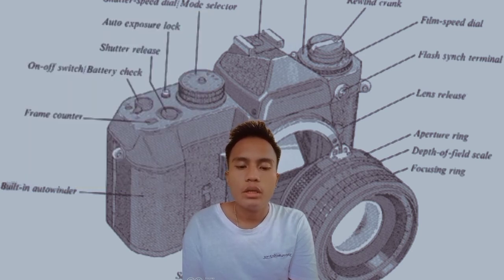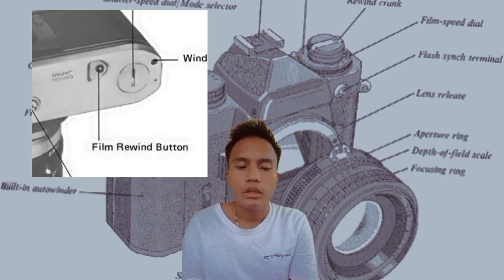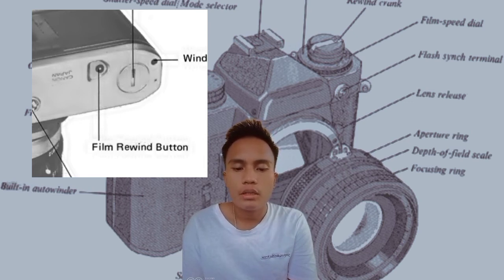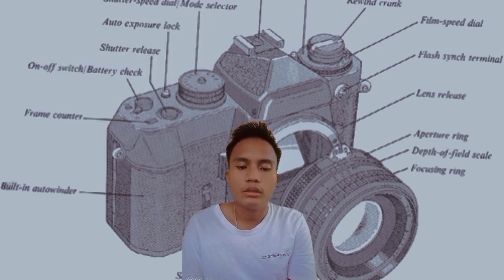Number twenty, rewind release button. The job of the rewind button is to unlock the rewind mechanism so that you can then use the rewind lever to rewind the film. The rewind button may or may not be positioned at the back of the camera. On some cameras, like the Canon AE-1, it's located on the bottom of the camera.